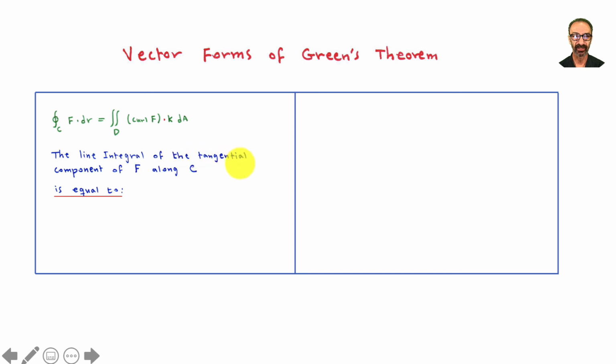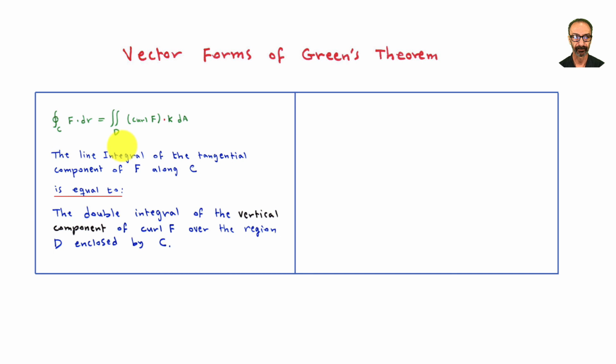The line integral of the tangential component of F along C, F dot dr, is equal to the following. The double integral of the vertical component, when you do dot k you're just taking only the vertical component, of the curl of F over the region D enclosed by C. So instead of on the curve, you are inside the region D, the vertical component of the curl of F. We're going to see some applications and examples in the coming sections, but it's good to have it ahead of time. So this section, as I said, is an introduction.